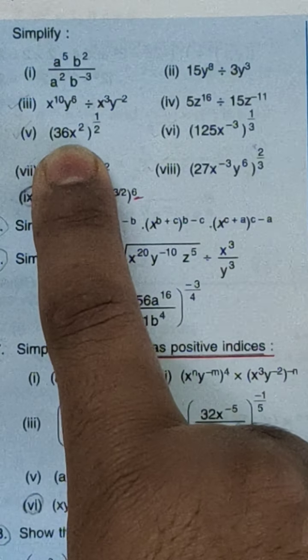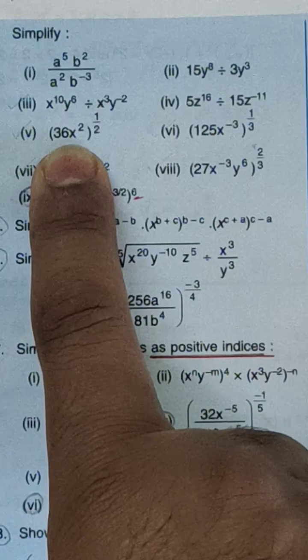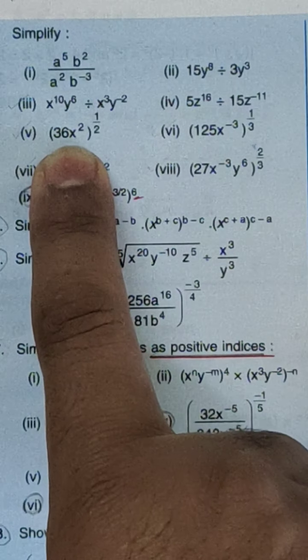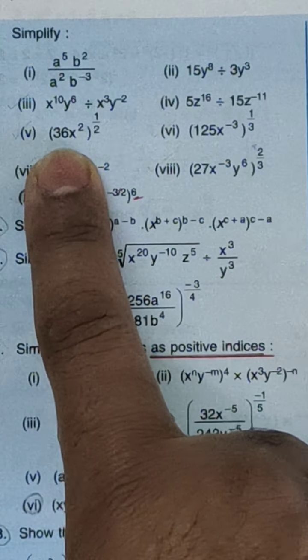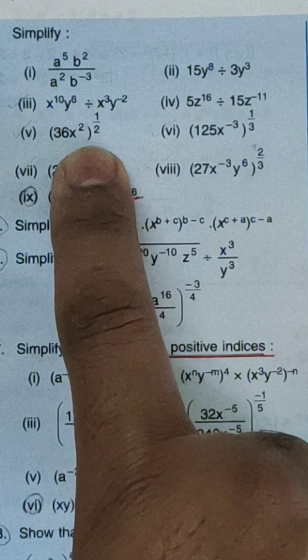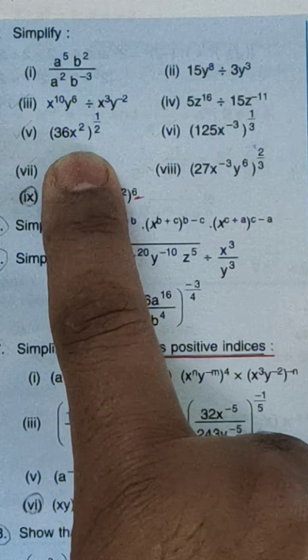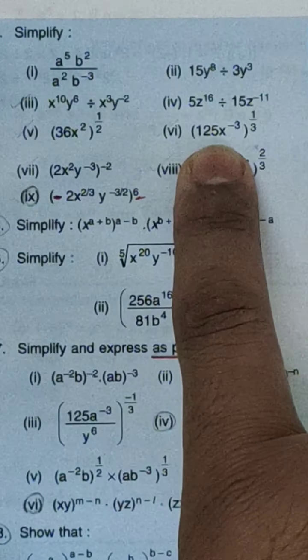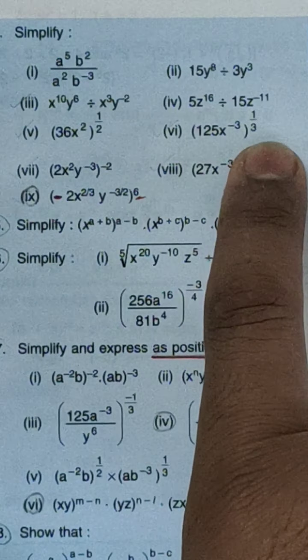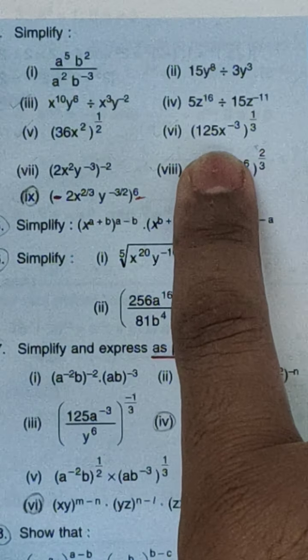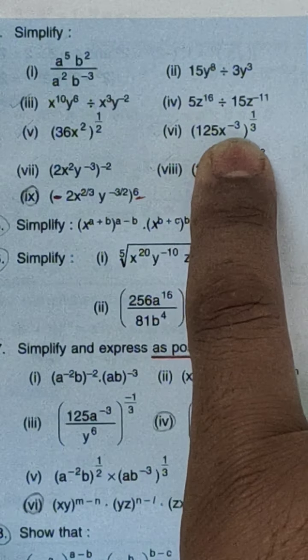Here also convert this 36 into squares. This is 6 square, it will become 6 square. Then the 2 and 2 will get cancelled. That answer will become 6x. Here 125 x to the power of minus 3 to the power of 1 by 3. 125 can be written as 5 cube, x to the power of minus 3.